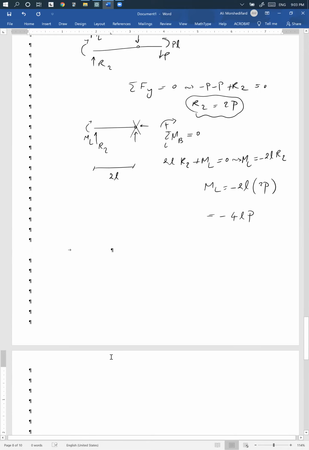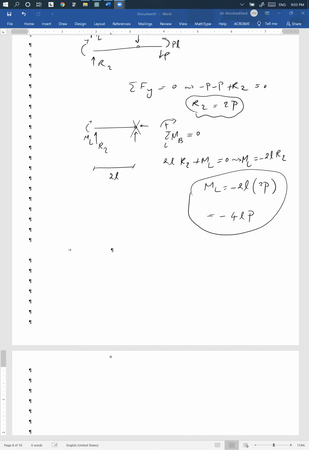Negative 4LP. Let me know if I make a mistake somewhere. So let me put all the stuff that I've calculated on the structure. I had an external PL, right? I calculated R2 as 2P, right? I calculated negative 4LP for here. I changed the sign for LP.